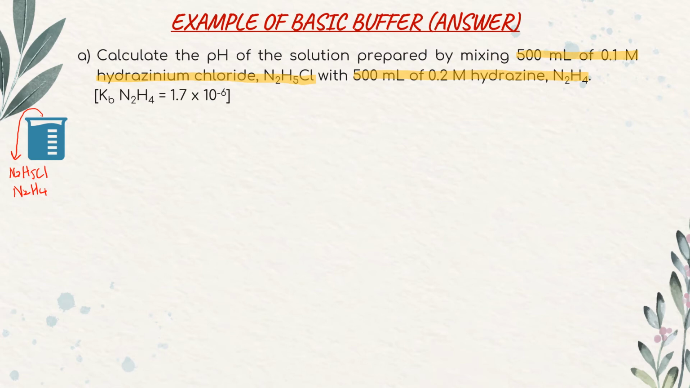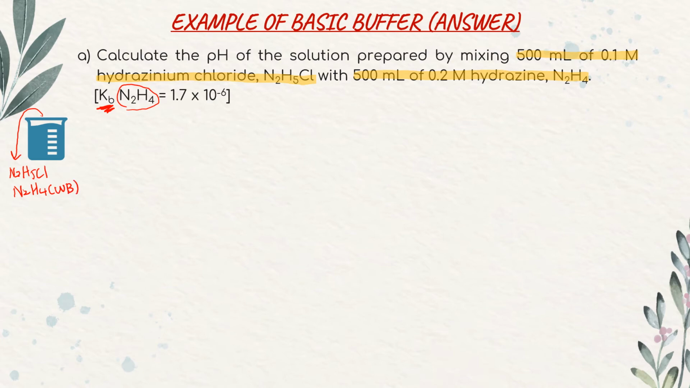So macam mana kita nak identify do we have a weak base? Tengok maklumat. So we have Kb over here. So Kb untuk siapa? Untuk N2H4. Meaning N2H4 is the weak base. Okay, so awak label dekat sini siap-siap. So yang ni adalah weak base.